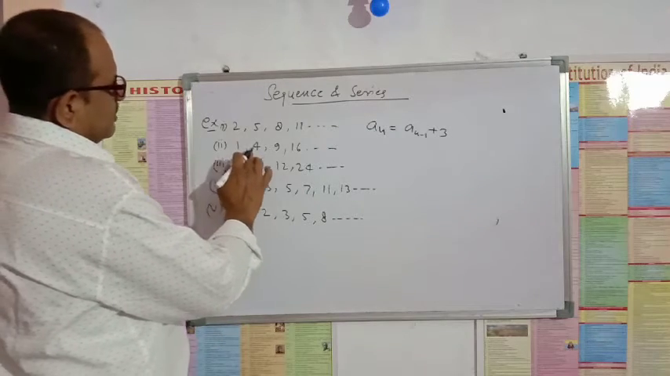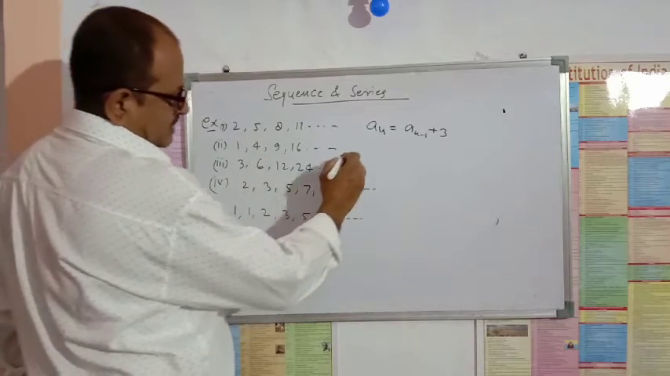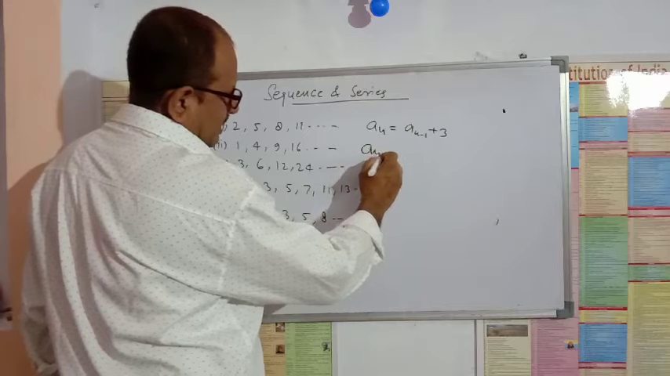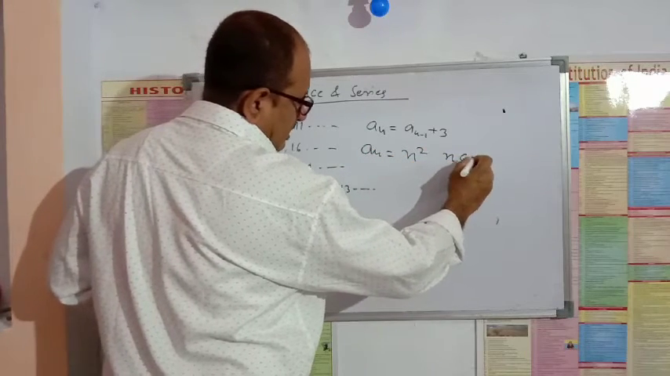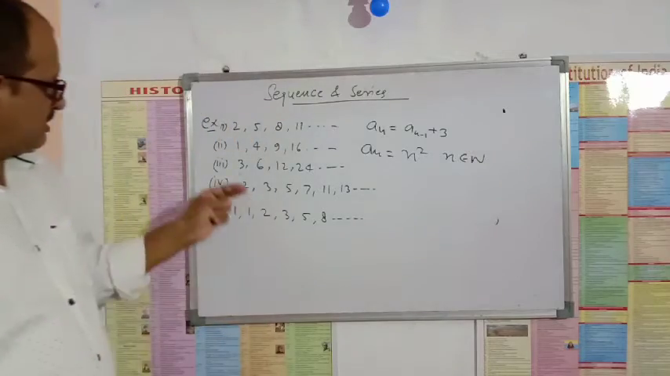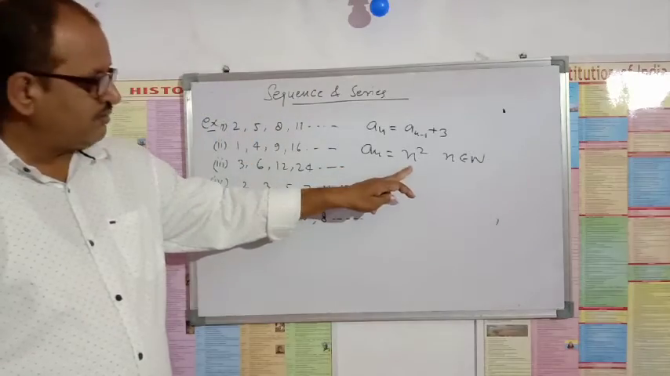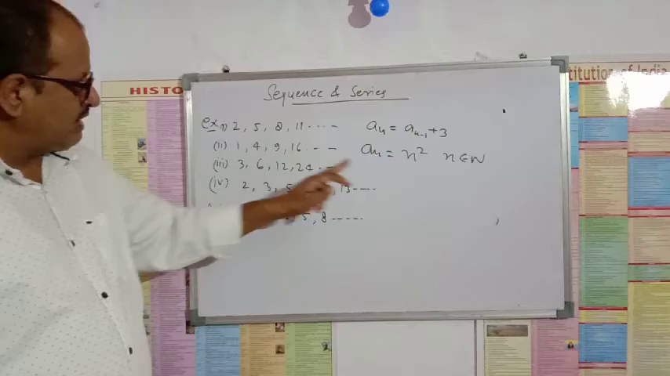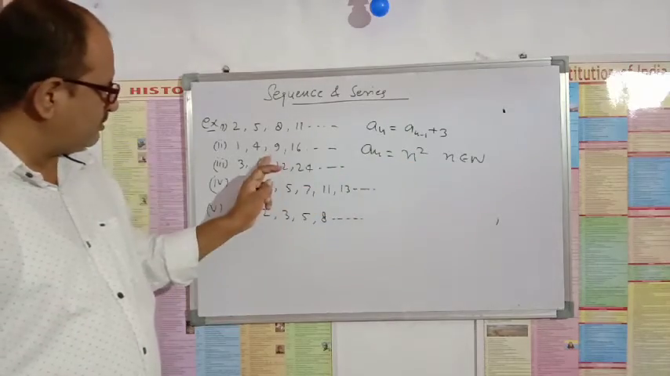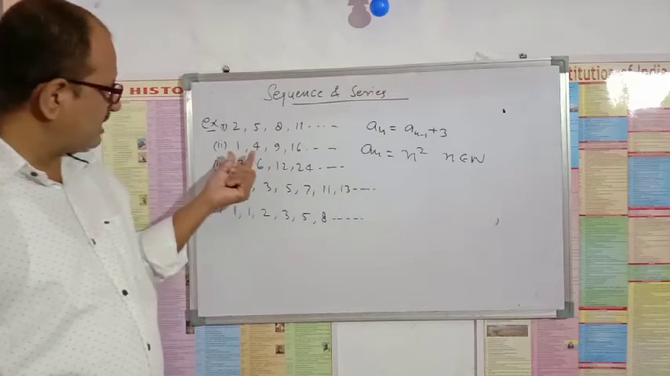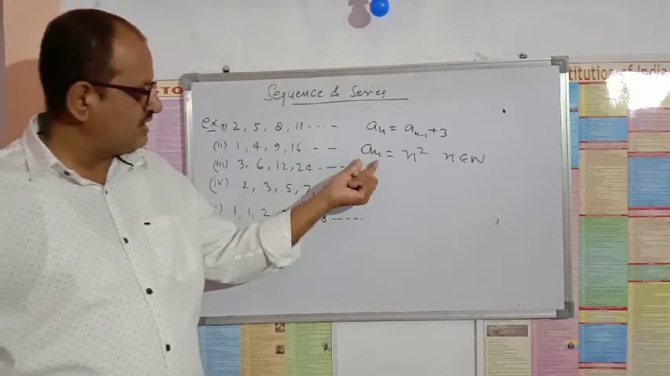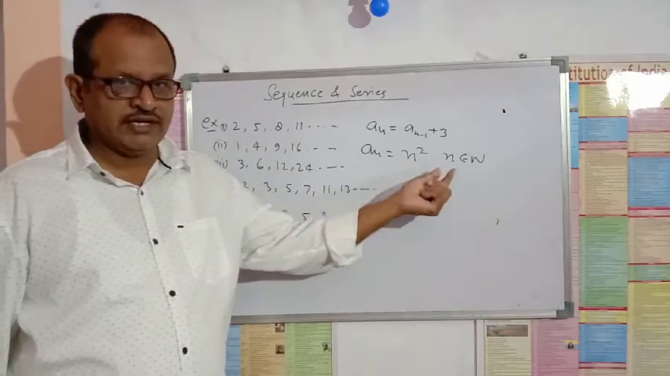See the second one: 1, 4, 9, 16. What will be the general term an? We can write n square, where n is a natural number. If n is equal to 1, 1 square is 1. n is equal to 2, 2 square is 4. 3 square is 9. 4 square is 16. So we can write the formula for the general term as an = n square.